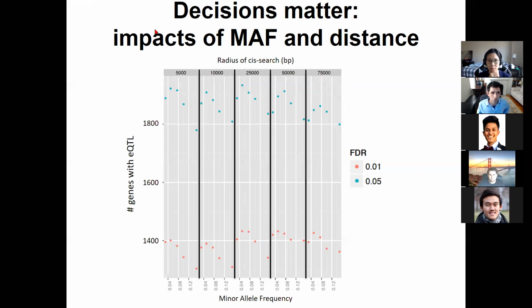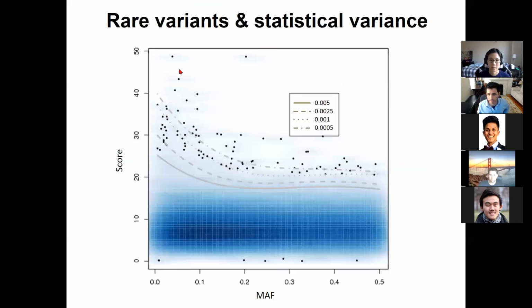So the challenge also with rare variants is that there's a lot of statistical variance, as I showed you earlier. The uncertainty with which I can estimate the effect of that eQTL increases greatly when I have lower effect sizes.